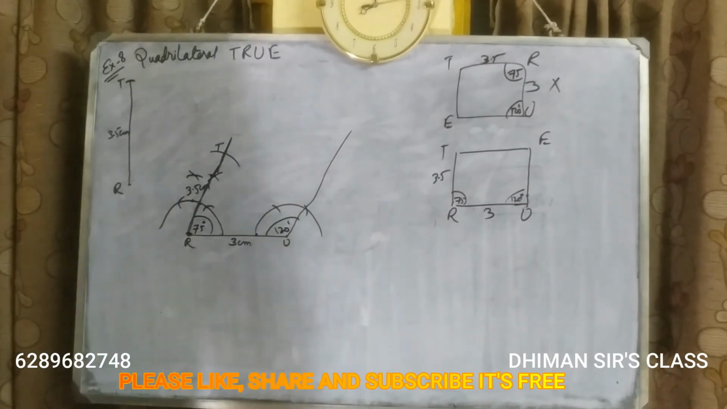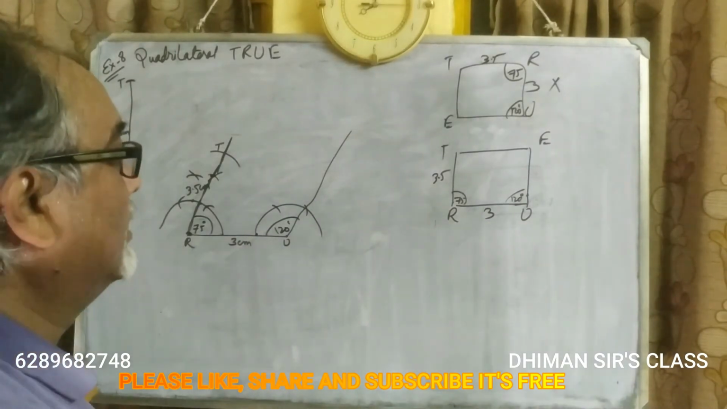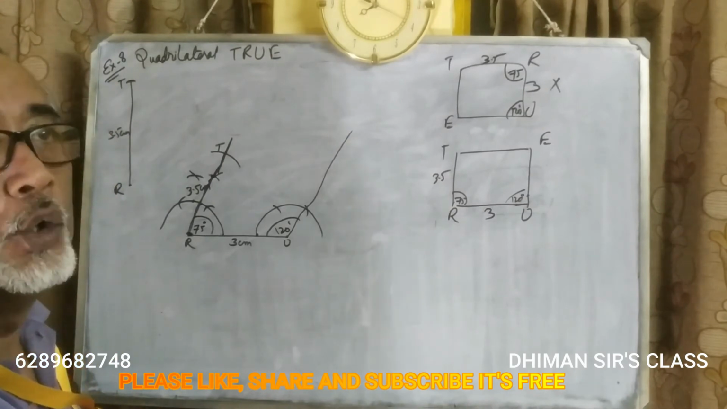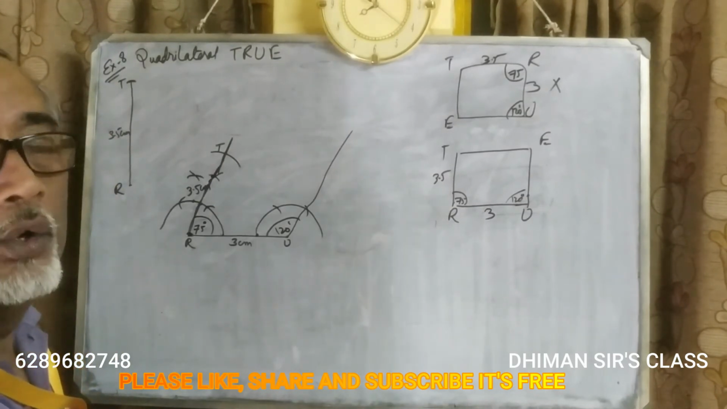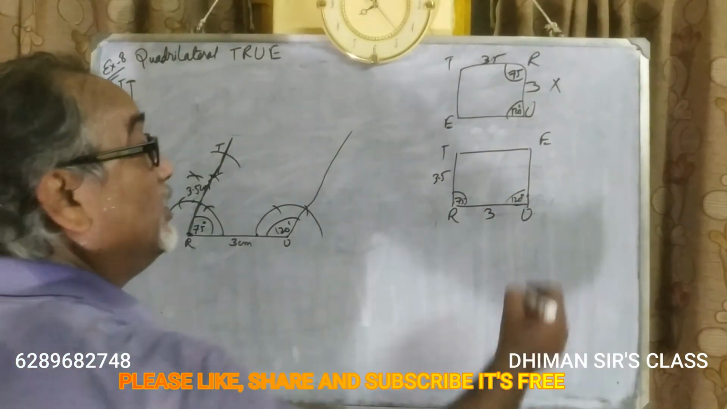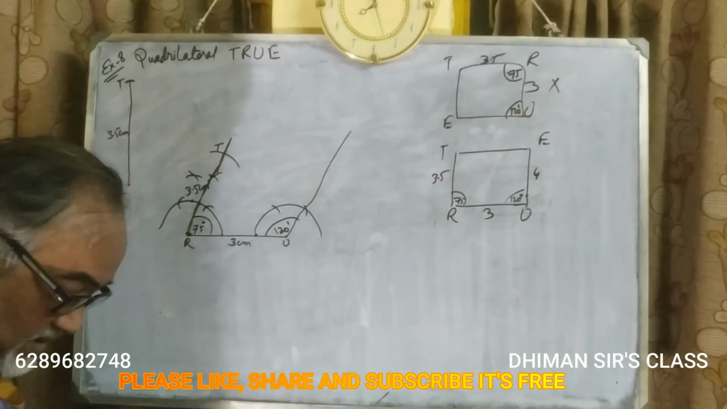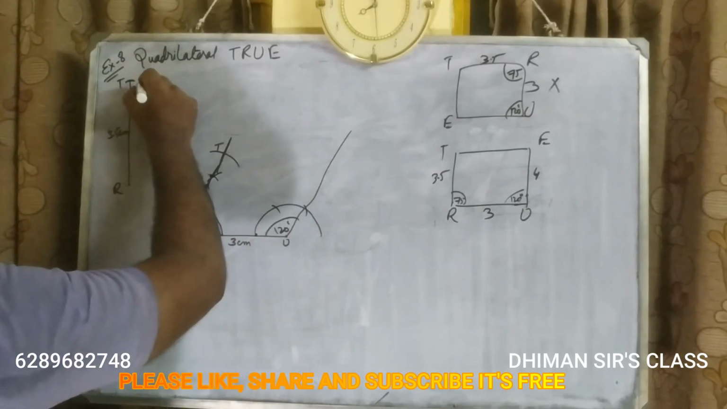No, one more piece of information I am missing. Yes, it should be EU. EU will be 4 centimeters. So let EU be 4 centimeters, otherwise it will be difficult. So another line you will have to draw, 4 centimeters.